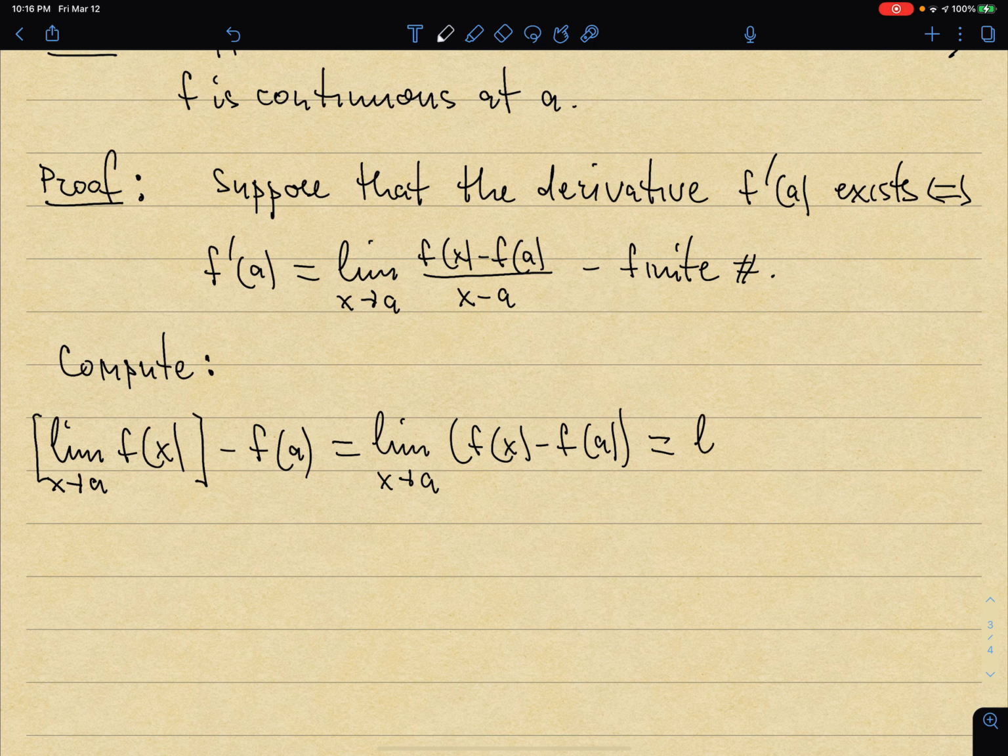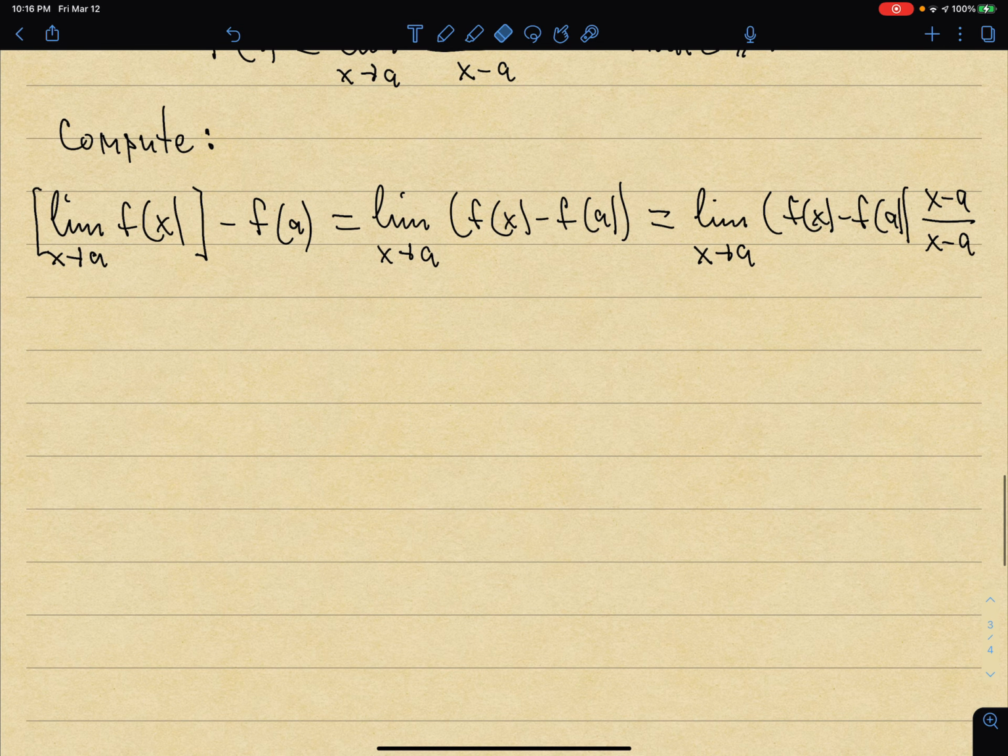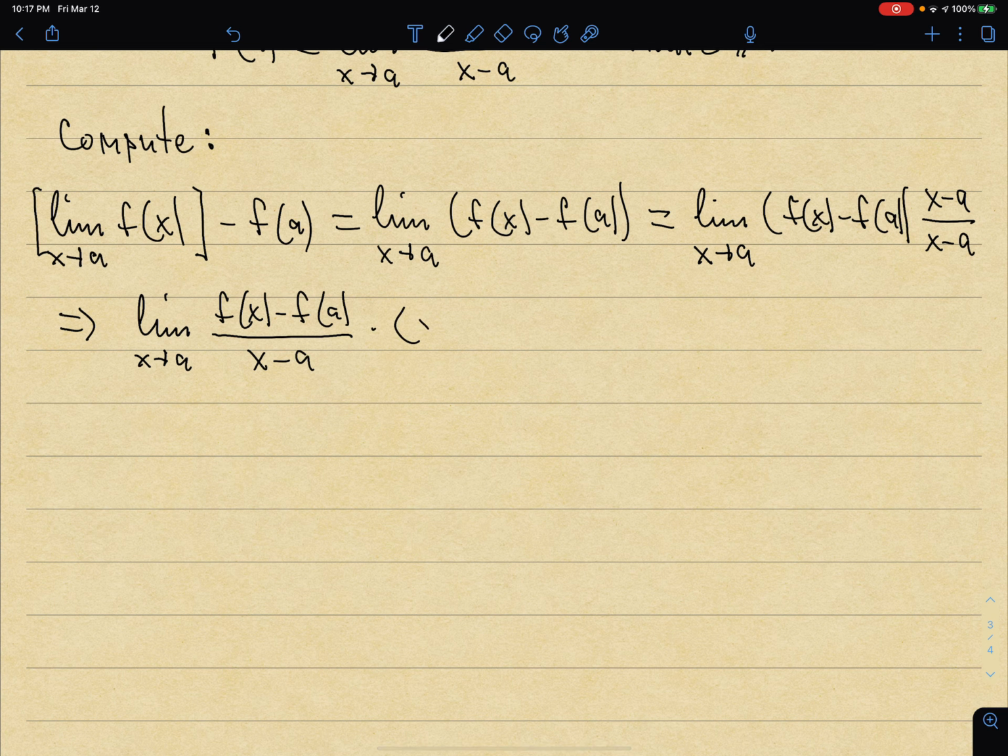I can use my usual example where I write 1 in some strange form. So for example here, if I have f of x minus f of a, I can multiply it by x minus a and divide by x minus a. This doesn't really change anything. And then I can rearrange this expression so that it becomes the limit as x goes to a of f of x minus f of a over x minus a, this limit I know exists, times x minus a. And the limit of x minus a exists, and it's 0 actually.